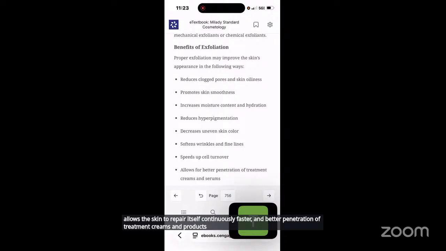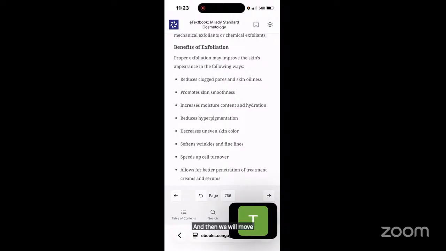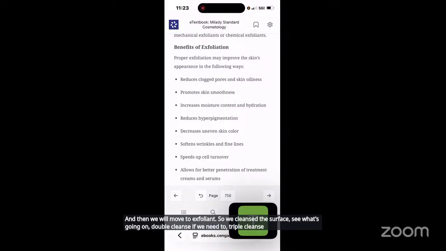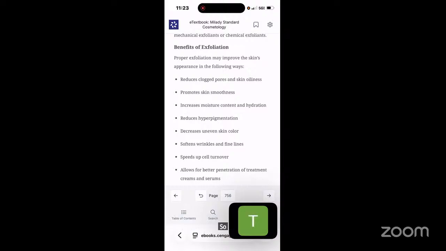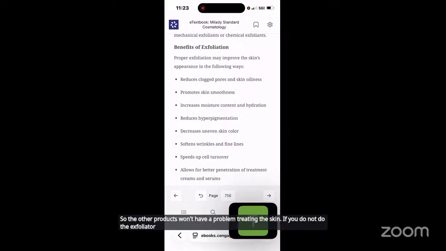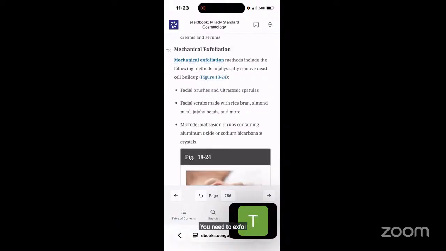Usually in the facial treatment, you're going to do facial cleanser, and then we will move to exfoliant. So we cleanse the surface, see what's going on, double cleanse if we need to, triple cleanse if we need to. Analyze the skin under the microscope, and then we'll say, let's do the exfoliator. The exfoliator gets everything out of the way so the other products won't have a problem treating the skin. If you do not do the exfoliator, you're really just wrapping and pushing around dead skin cells, so it's not a benefit to the client. You need the exfoliator to remove all of that.